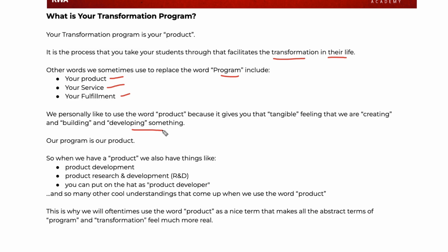When we use the word product, we can also have things like product development, product research and development, R&D. You can also put on your hat as a product developer. There are many other cool understandings and lenses that lend themselves to the word product. This is why oftentimes you will hear us use the word product, because we think it's a nice term that takes all of that abstractness around the program and the transformation and makes it feel more real and more tangible.